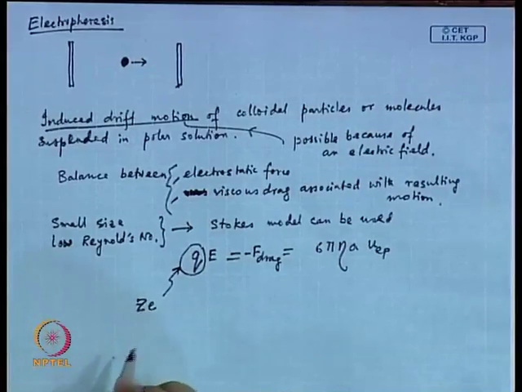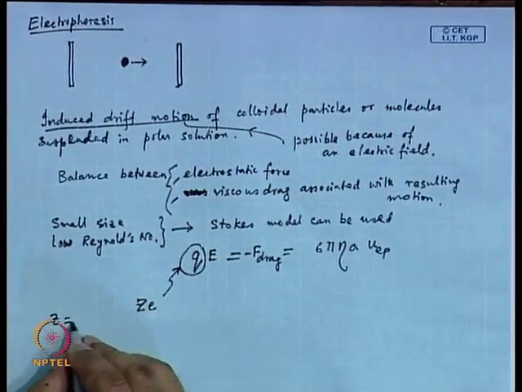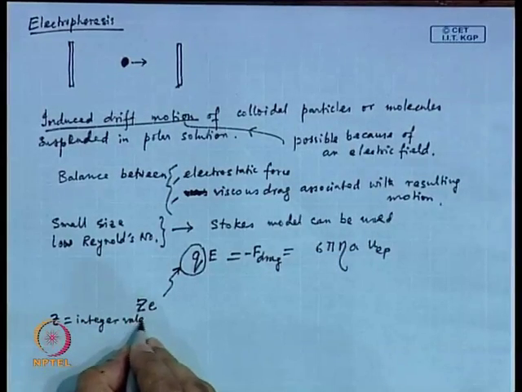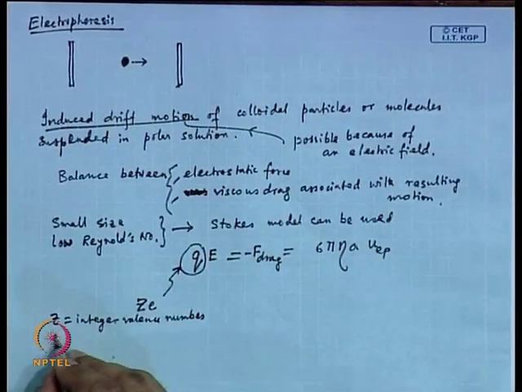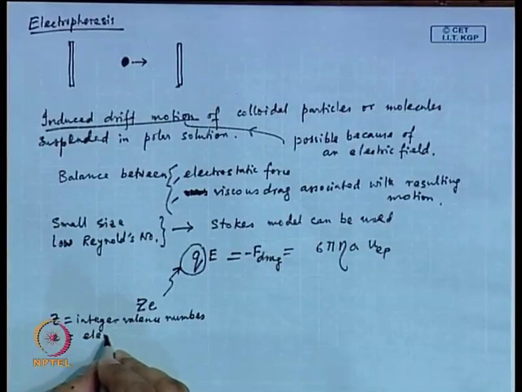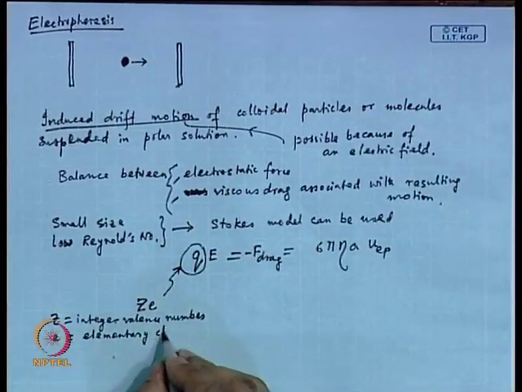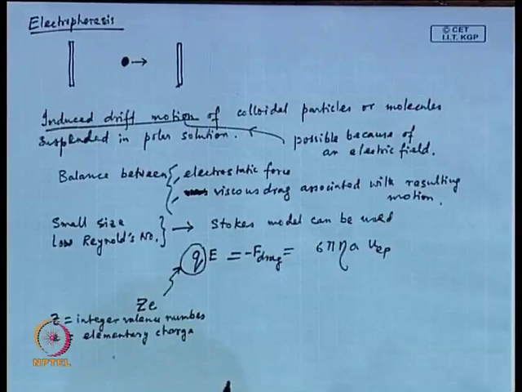What is Z? Z is the integer valence number, and E is the elementary charge. The value of E I have already indicated in my previous lectures, so you need to go back to the notes. E is the elementary charge and Z is equal to the integer valence number.